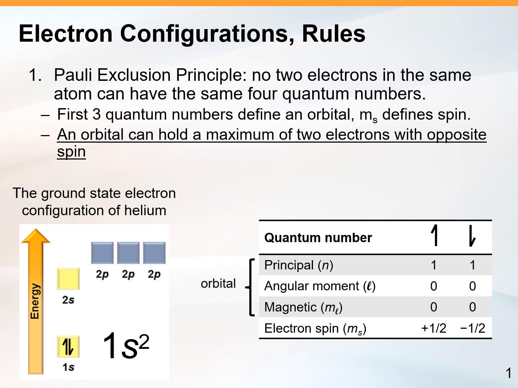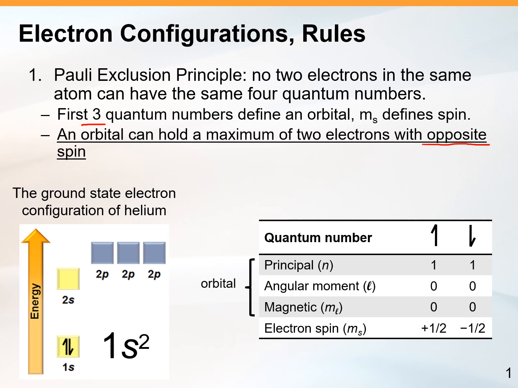Let's consider the rules that we need to follow when you are writing electron configurations and orbital diagrams. The first rule is the Pauli exclusion principle. It says that no two electrons in the same atom can have the same 4 quantum numbers, which means that the electrons in an orbital, which is defined by the first 3 quantum numbers, must have opposite spins so that at least their 4th quantum number is different.